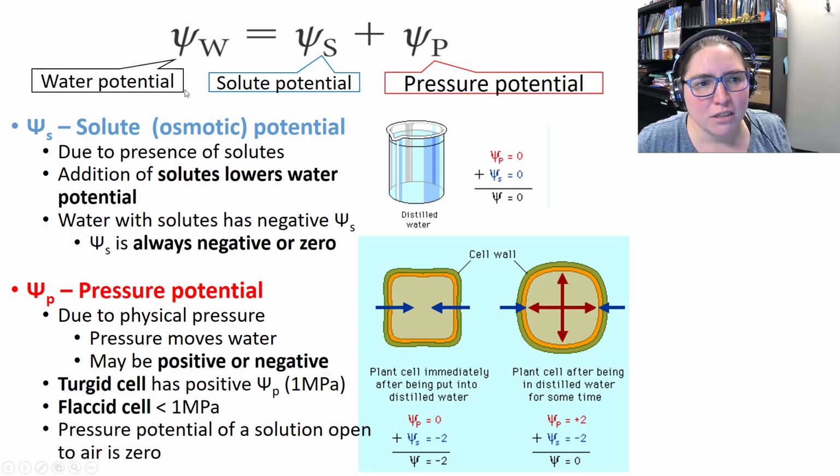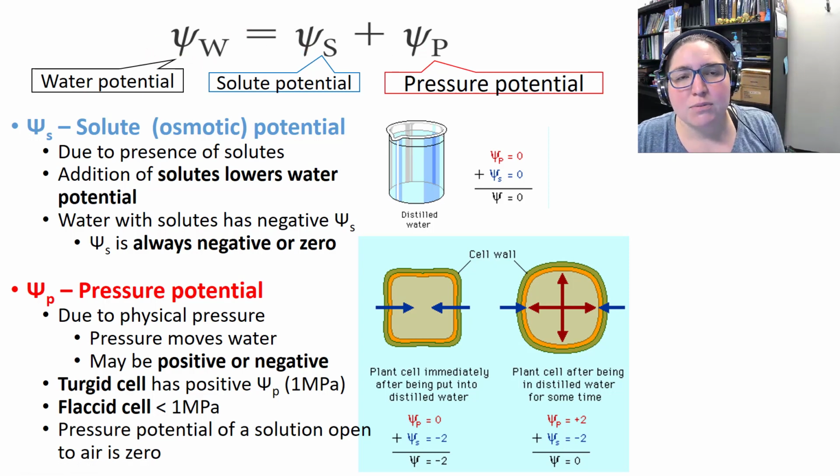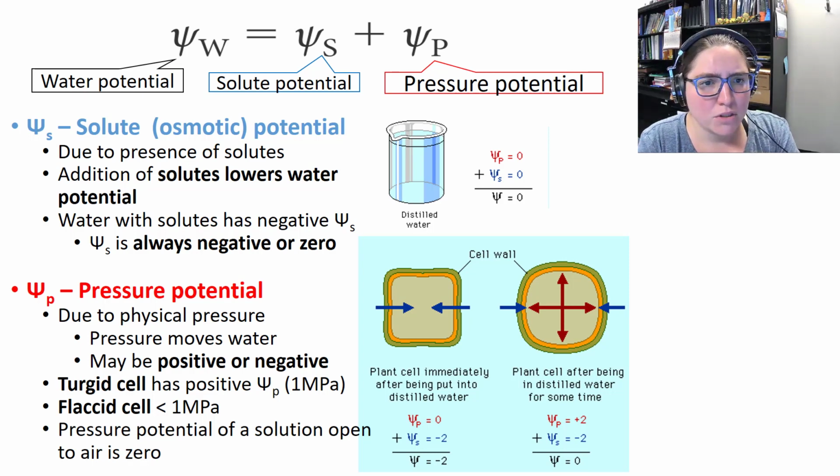So we've got our equation here where water potential equals solute potential plus pressure potential, because we said water potential takes into account both solute concentration and the pressure. Our solute or osmotic potential is due to the presence of solutes in water, and adding solutes always lowers water potential, because if you have more solutes, there's less water available to do work, if you think of it that way. So water with solutes has a negative solute potential, and solute potential is either always going to be negative because solutes are added, or 0 because there's no solutes added. It's never positive.